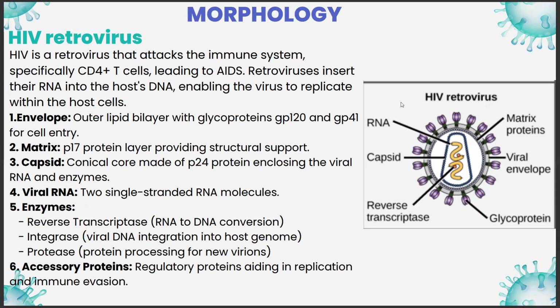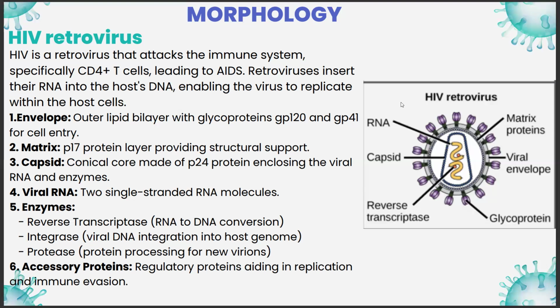We'll see the morphology. Envelope, outer lipid bilayer with glycoproteins GP120 and GP41 for cell entry. Matrix, P17 protein layer providing structural support. Capsid, conical core made of P24 protein enclosing the viral RNA and enzymes. Viral RNA, two single-stranded RNA molecules. Enzymes: reverse transcriptase, RNA to DNA conversion; integrase, viral DNA integration into host genome; protease, protein processing for new virions. Accessory proteins, regulatory proteins aiding in replication and immune evasion.